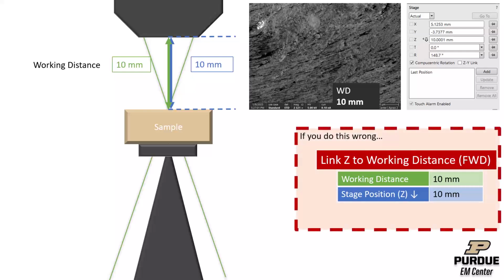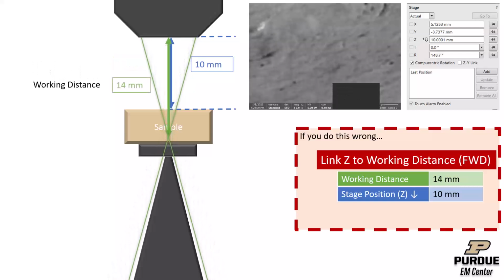Alright, I also want to cover what happens if you do this wrong, because that emphasizes why this is important. To take an example, if I've changed my focus knob on my microscope so that my working distance is 14 millimeters, but that's not actually lined up with my sample, you can see in my SEM image that I have a blurry image. If I link right now, I'm feeding the microscope incorrect information. You should only click link Z to working distance when your sample is in focus. If I do it when I have an out-of-focus image, the microscope will believe me, it will listen.